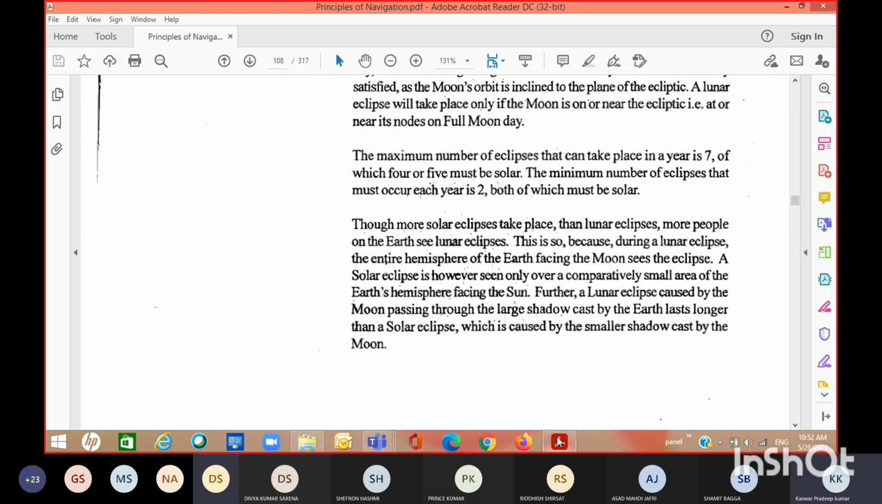Sir, why does the moon appear red during a lunar eclipse? Yeah, it's a good question. Have you noticed it looks red? Yes, sir. So what is your theory?